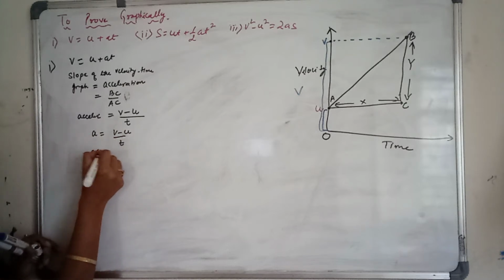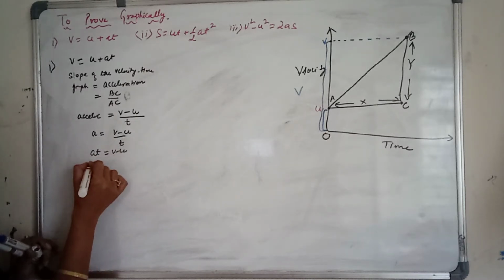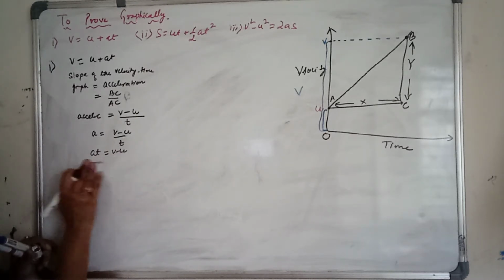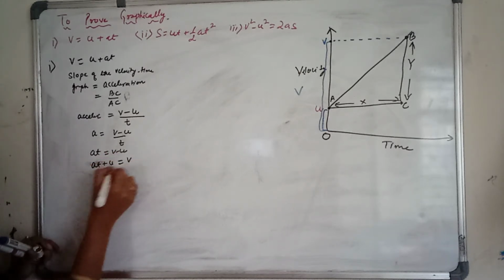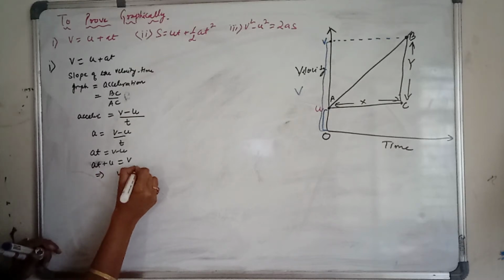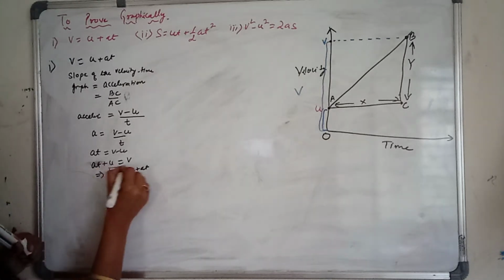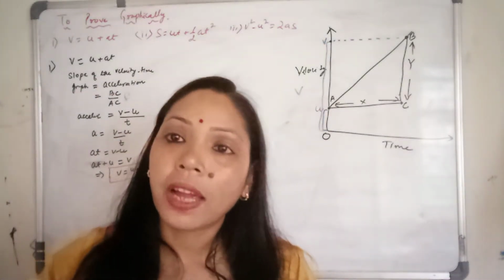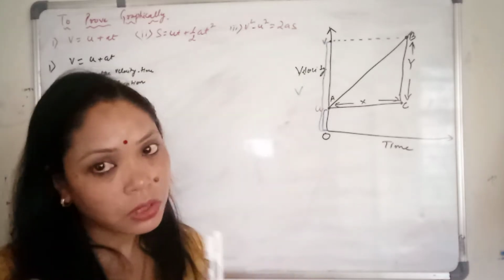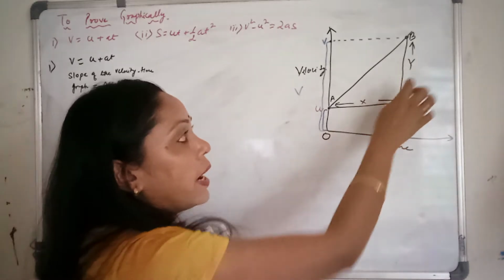So cross multiply it: at equal to v minus u. Bring this negative u to the other side, the positive u, so at plus u equal to v, which implies v equal to u plus at. So this is your first equation of motion. To find the first equation of motion, you have to find the slope. Slope means you have to complete the right triangle. Then you find the y by x.